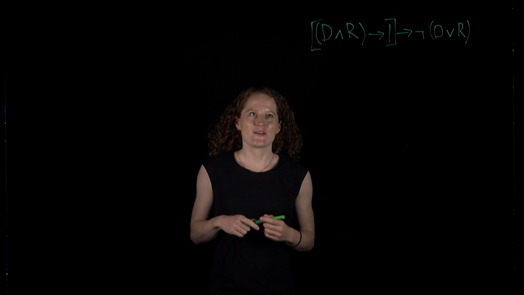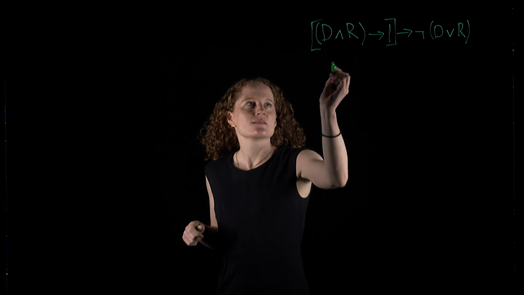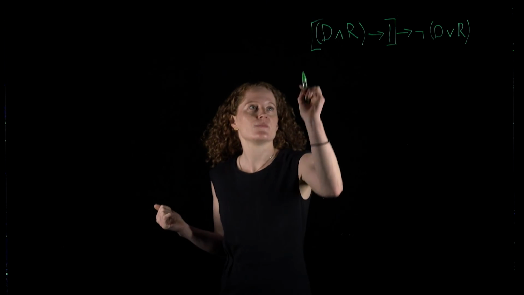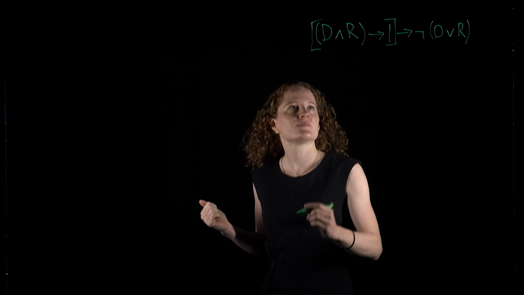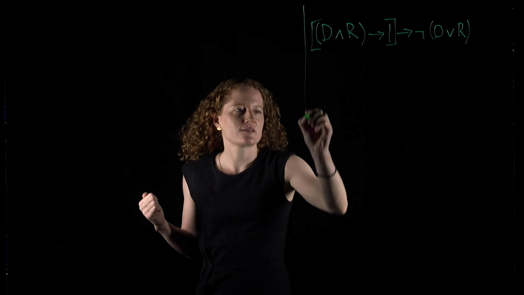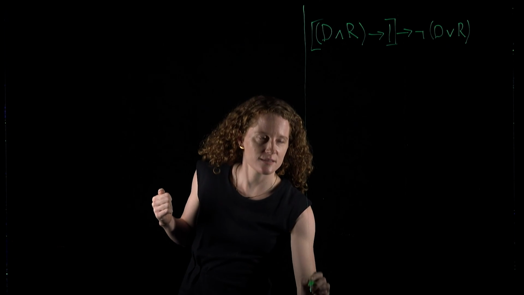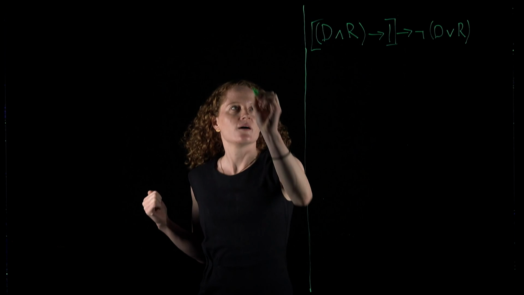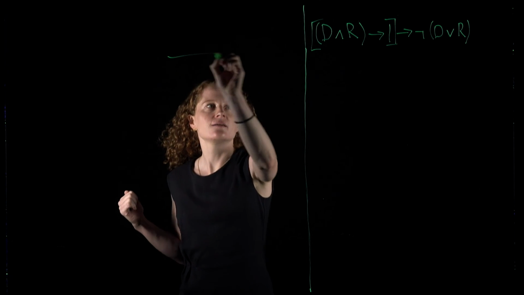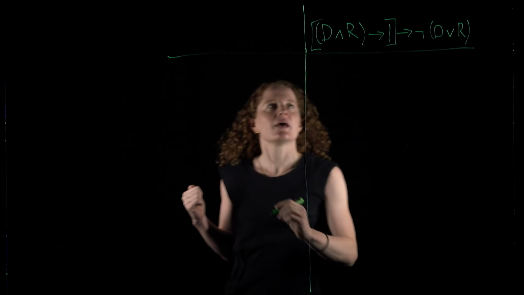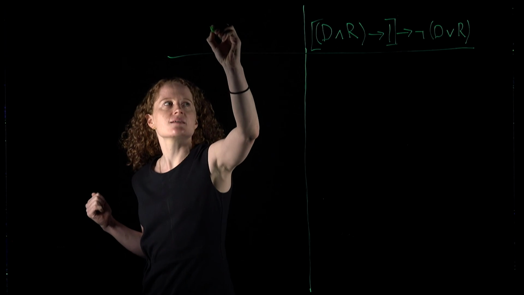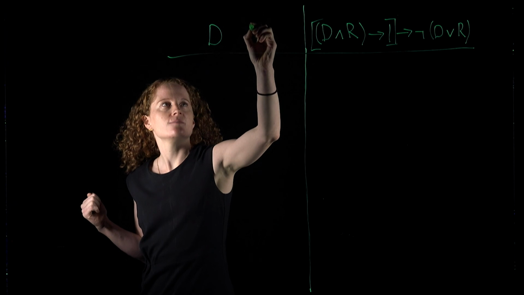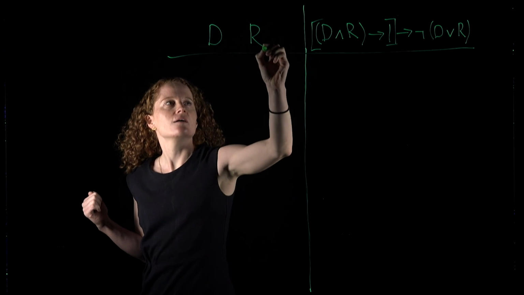Let's look at a third example. In this case, we have a sentence with 3 atomic constituents, namely D, R, and I. I'm going to start constructing my truth table for the sentence by dividing the reference column from the assessment column and putting my 3 atomic sentences at the top of the reference column, D, R, and I.